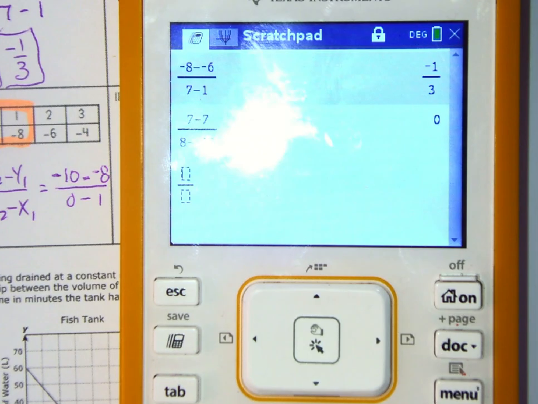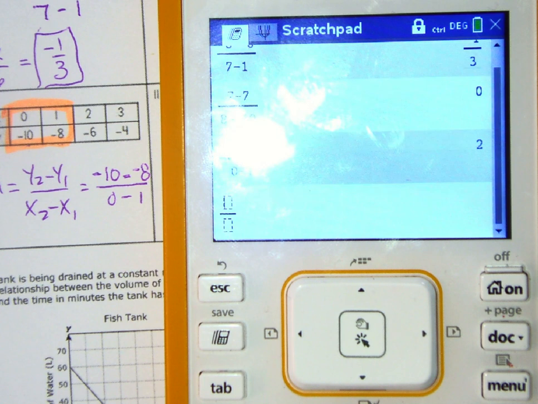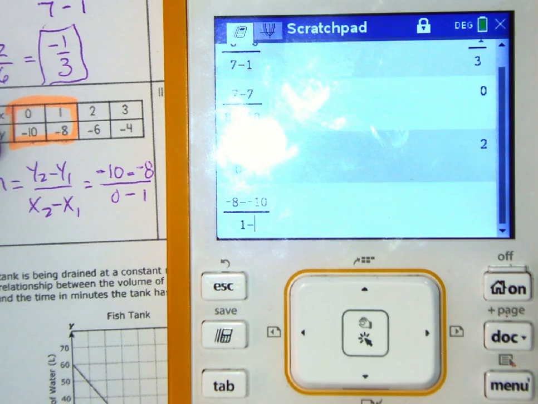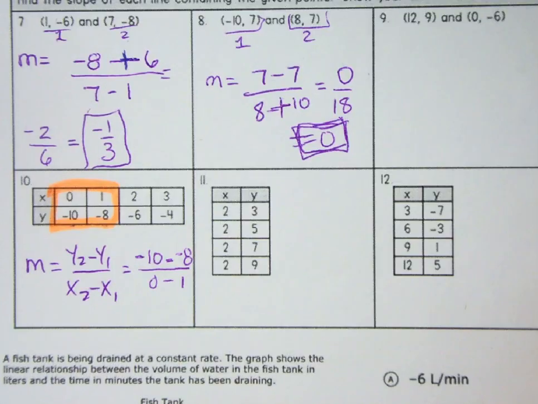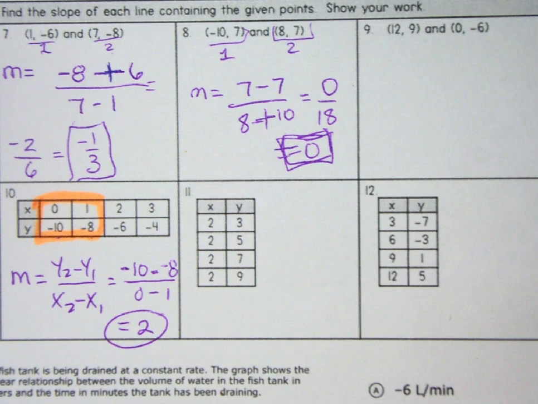If we type this, we're going to get -10 minus -8, over 0 minus 1. So we're going to get 2. But I just want to show you that if you do the opposite, so if you do the y2 of -8 minus y1 of negative 10 over x2 of 1 minus 0, we get the same answer. So just, again, pick an order and write the x's and y's in the same order. So this is 2. All right, one more here.